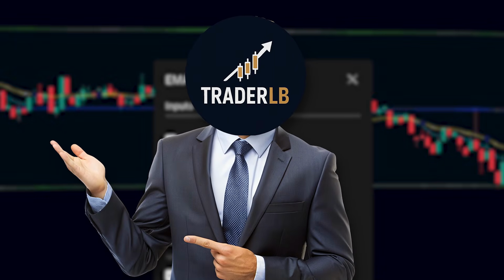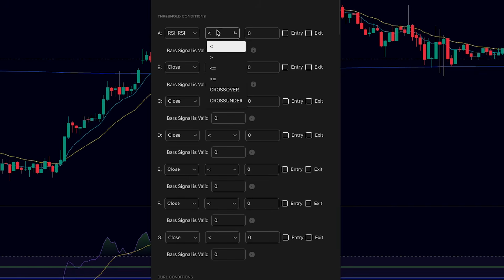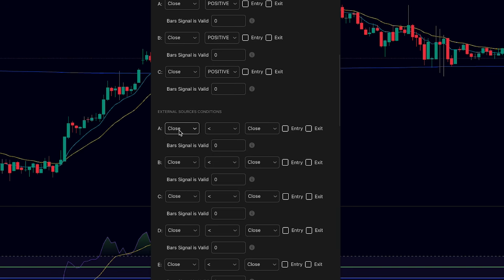By the way, you don't have to do the same colors as me. These are just the colors I like. I went ahead and plugged these conditions into the strategy builder and did a simulation over the past 90 days.